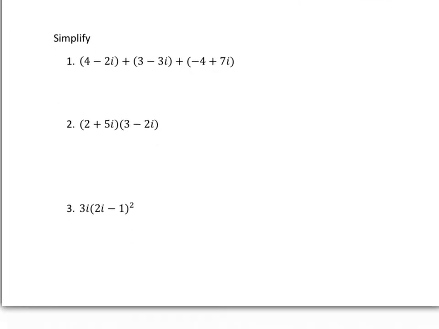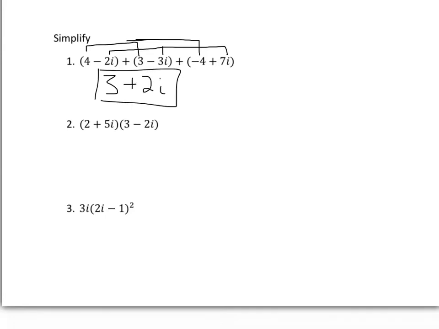So we'll start with a simple addition. We're just going to combine like terms. Those are all like terms, and these are like terms. So 4 plus 3 is 7, minus 4 is 3. And -2i minus 3i is -5i, plus 7i is plus 2i total. So this would be the final answer.